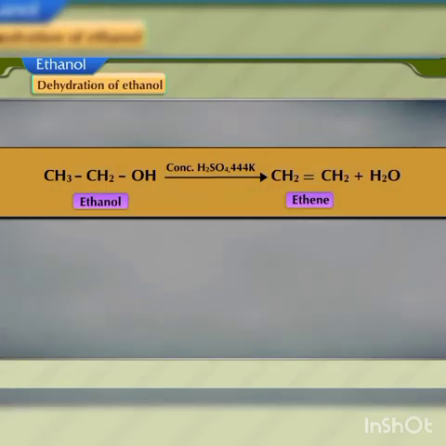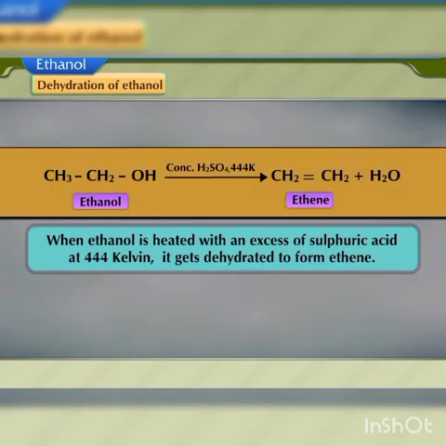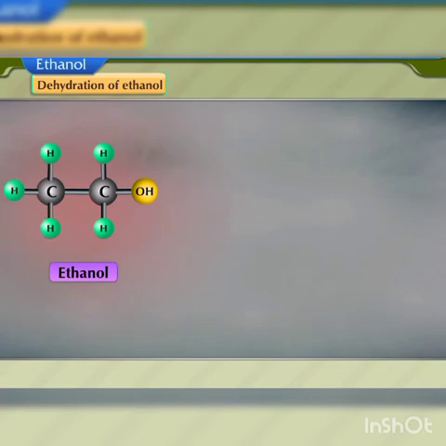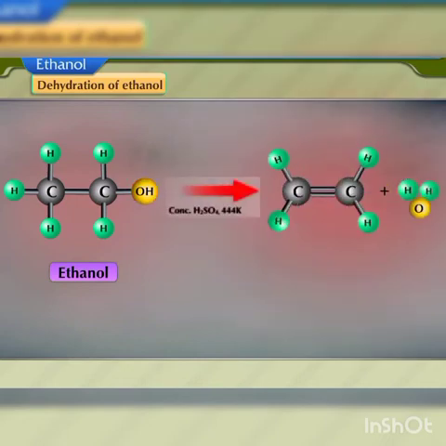Dehydration of ethanol. When ethanol is heated with an excess of sulfuric acid at 443 Kelvin, it gets dehydrated to form ethene. Sulfuric acid acts as a dehydrating agent and removes a water molecule from ethanol. In this reaction, the hydrogen atom from the CH3 group and the OH group from the CH2OH group are removed to form water. This results in the formation of ethene, an unsaturated hydrocarbon.